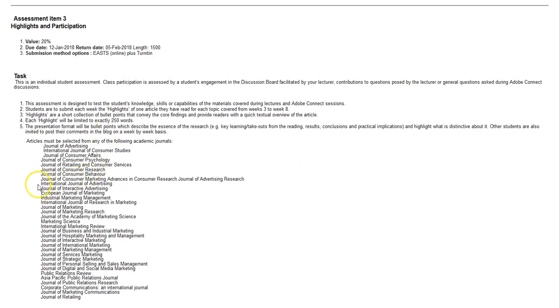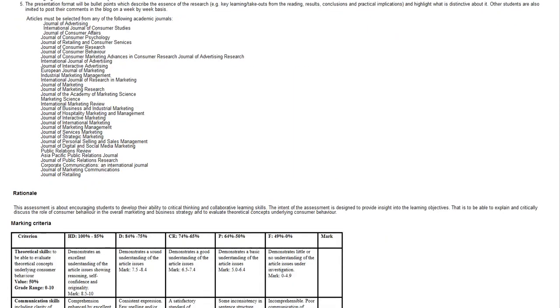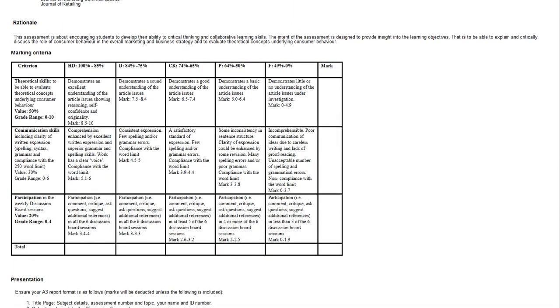Now there's a whole series of journals which have been identified here, which you can select from. There's about 20 or 30 journals, and these are the best marketing and the best consumer behavior journals on the marketplace. And so you can select all your articles from any one of these as you go through from weeks 3 to 8.